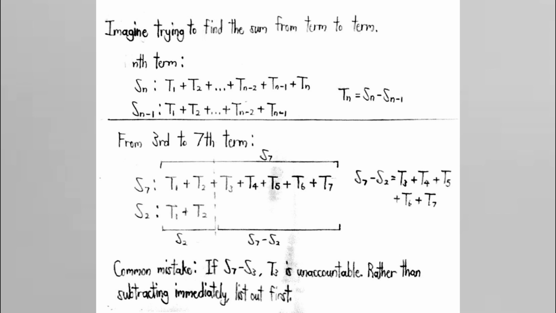A common mistake among many students is that if you take S7 minus S3 instead of S7 minus S2, T3 will be unaccounted for when you want to get the sum. So to avoid this kind of mistake, rather than subtracting immediately, just list it out first. This will help you to see whether any term is missed out when you subtract later.